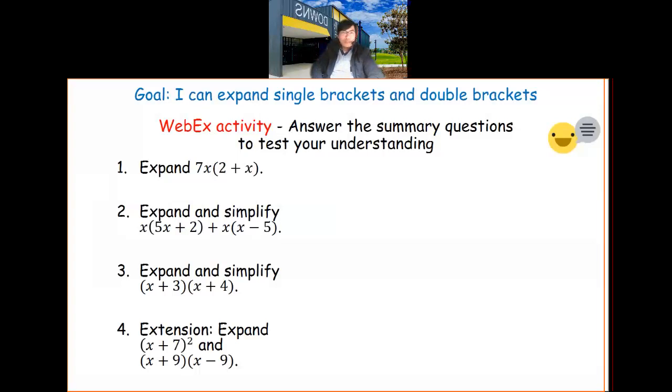So it's moving on to this exercise here. So the first question asks us to expand 7x brackets 2 plus x close brackets. Okay. Right, I'm going to give everyone about a minute or two to try to work through this question and let me know. Type in the chat your answer. To try to remember what we have to do for expanding brackets.